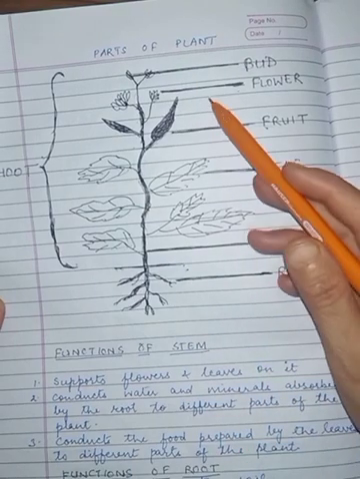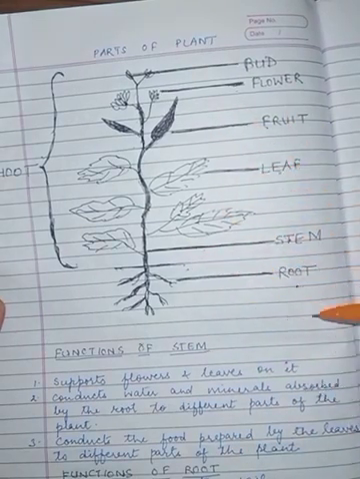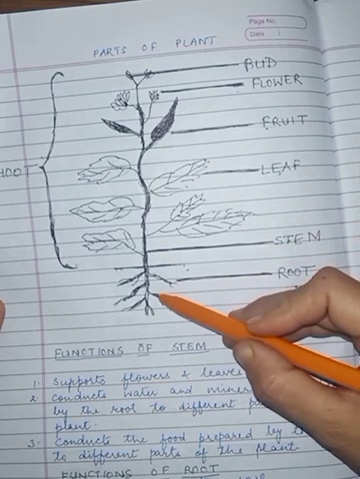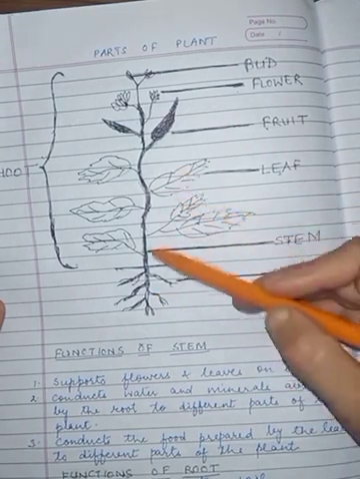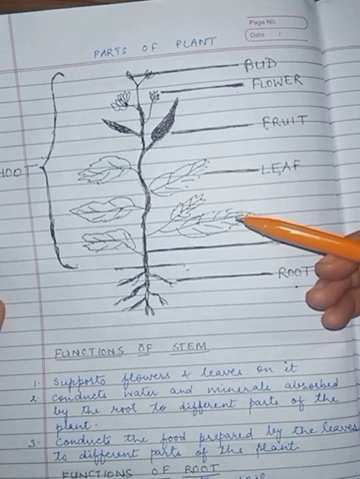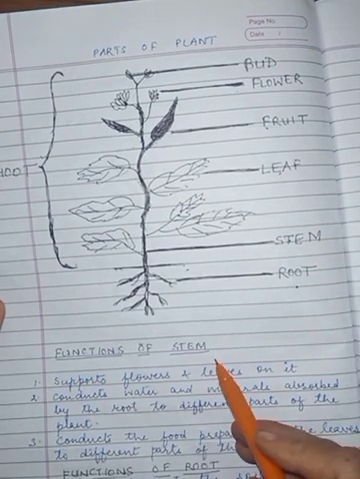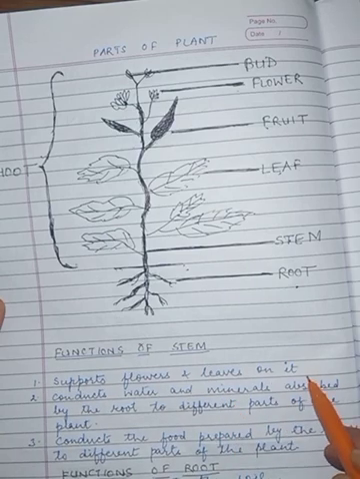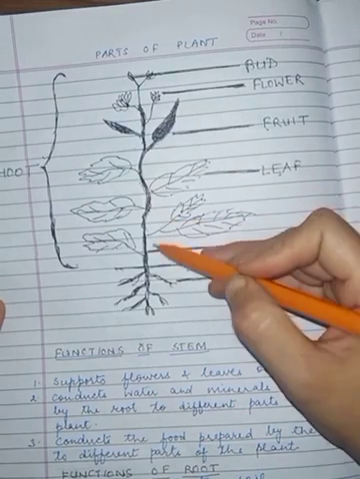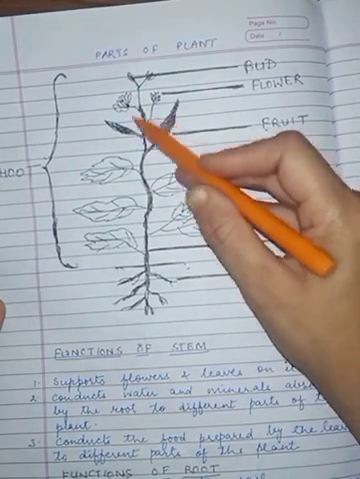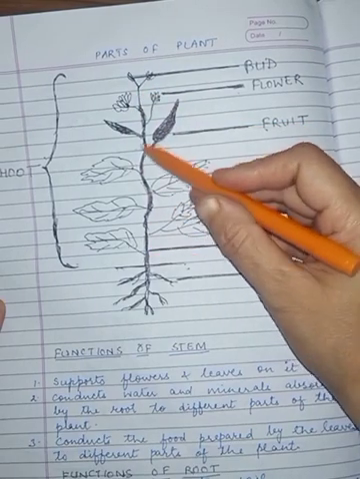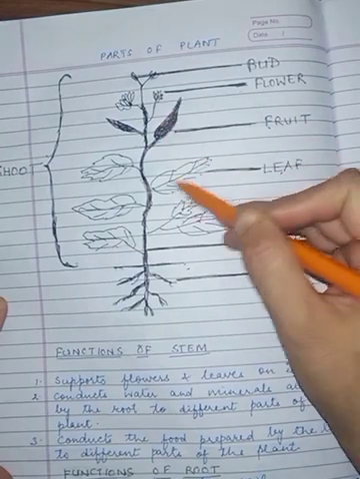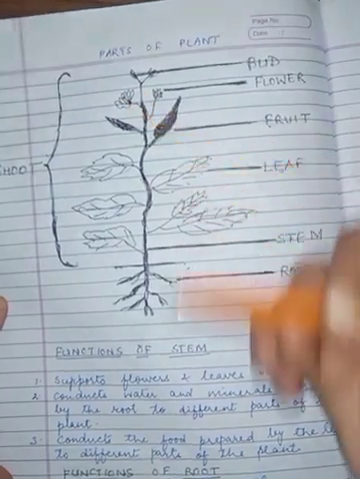Now we'll read the functions of different parts of plant. So what are the functions of root? What are the functions of stem? So let us start from the functions of stem. It supports flowers and leaves on it. Means leaves and flowers and fruit, they grow on the stem only. If stem is not there, where the leaves and fruit and flowers will grow?